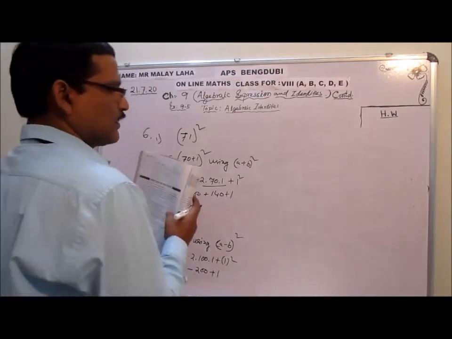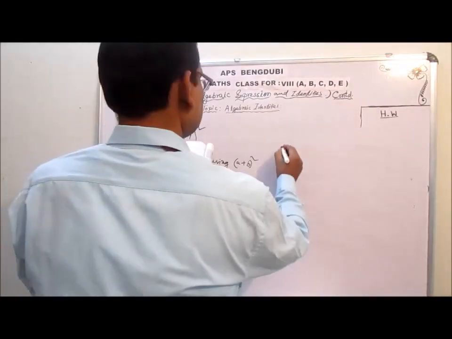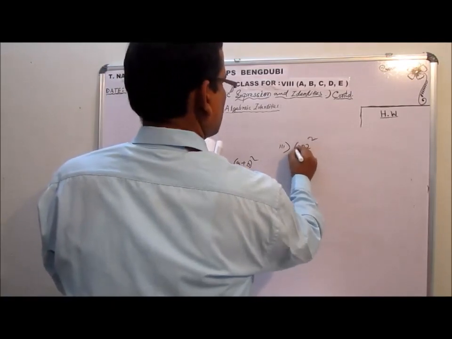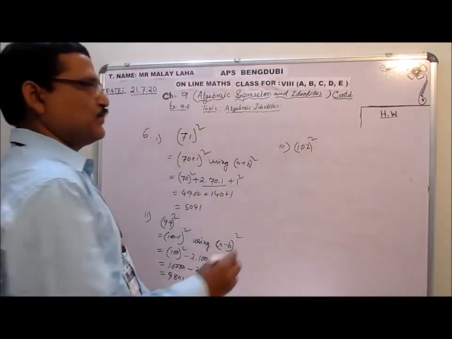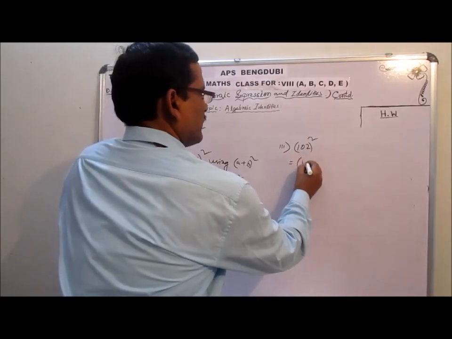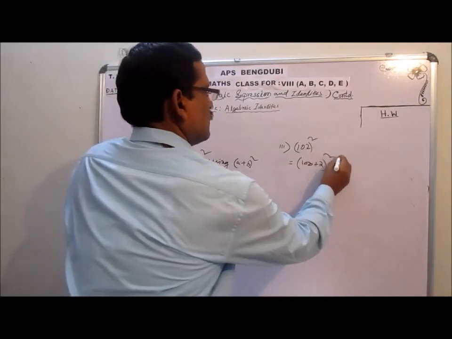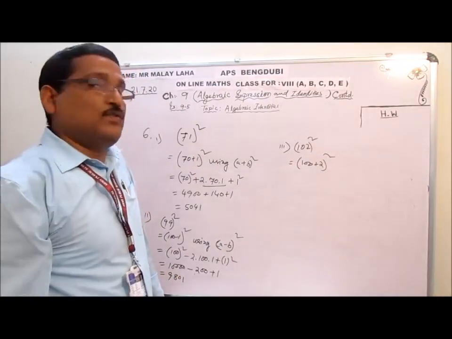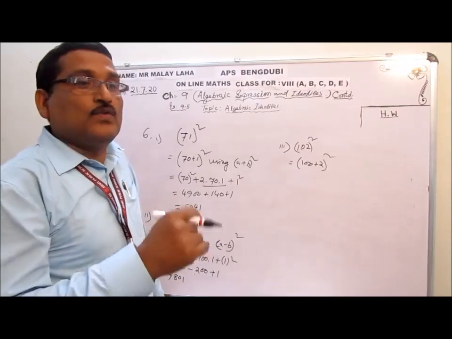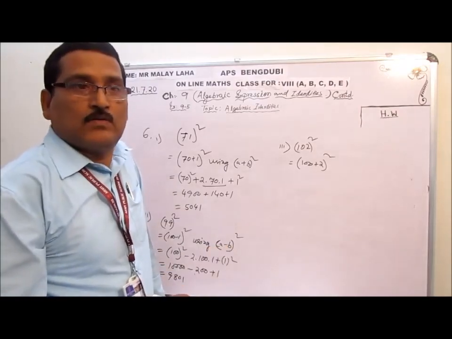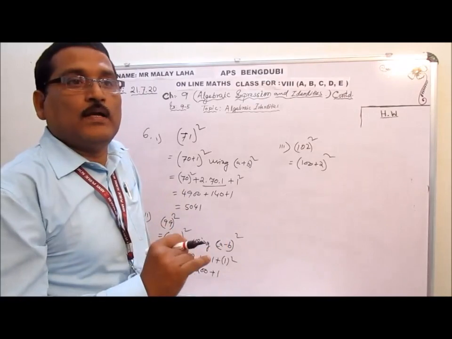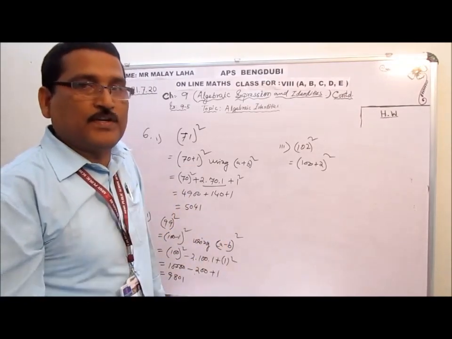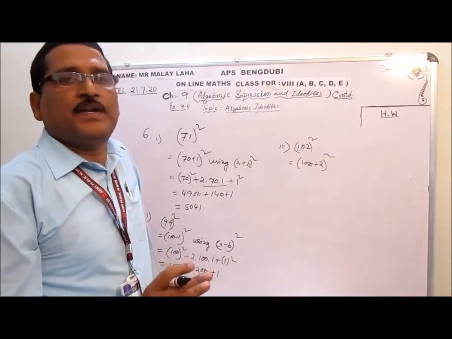Coming here, 3, 102 whole square. How can I write down 102? Very simple, (100 plus 2) whole square. Whatever the number given, I am splitting the number into two parts in such a way that the square will be much easier. My suggestion is to take a number ending in 0, that will be the good one. When we don't have any alternative, then at least a number ending in 0.